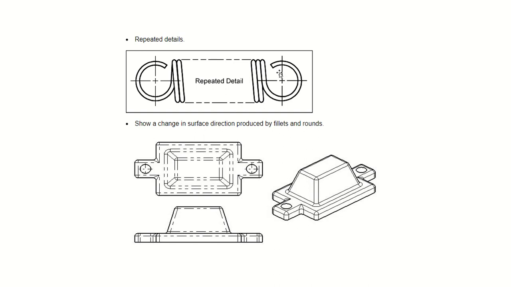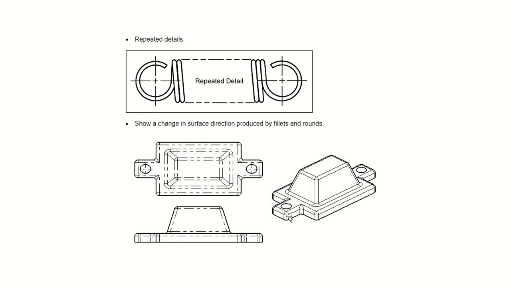So here you have repeated details. Look at this. It's the same thing, and we also use the phantom lines to show this part and that part as repeated details. We also use a phantom line to show a change in surface direction produced by your fillets and then your rounds.